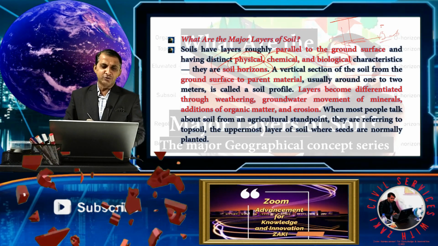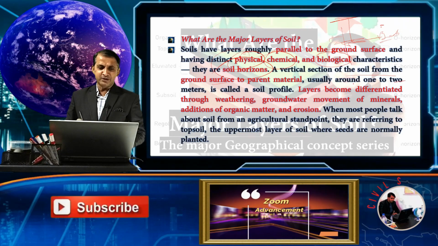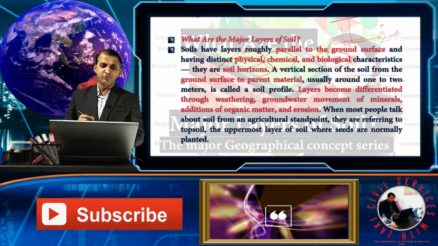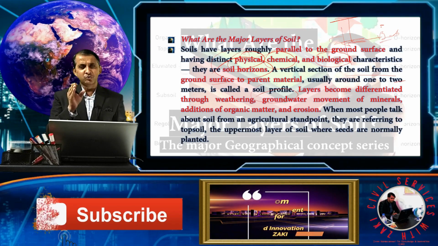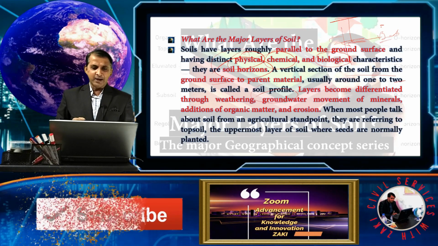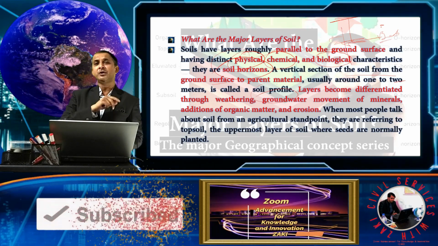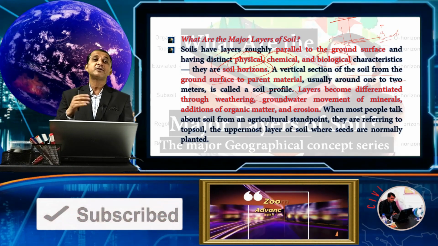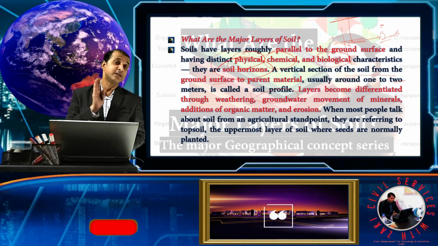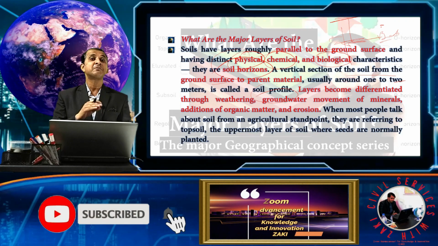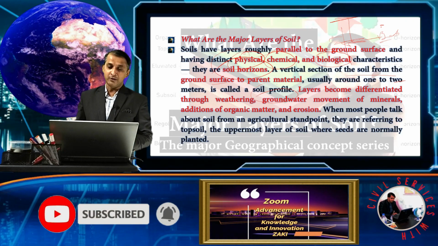So usually it is around 2 meters, and it is called the soil solum. It is about 2 meters thick, but it is not 2 meters everywhere; somewhere it is more and somewhere it is less. It depends on the climatic conditions of the area also.